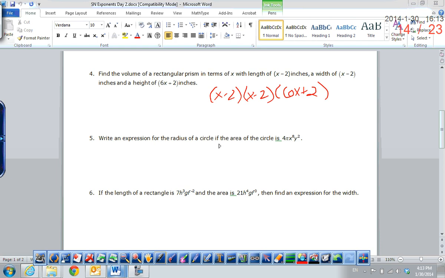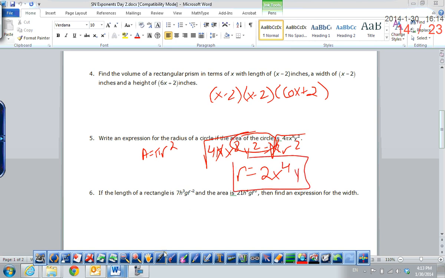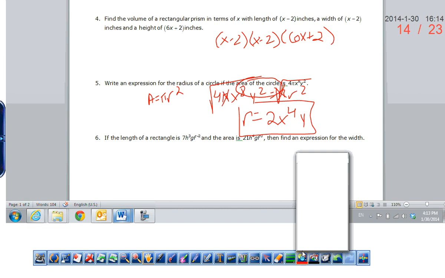On number 5, the area of a circle is pi r squared. Tells us our area is 4 pi x to the 8th y squared. So they both have a pi, so pi's are gone. Then I'm going to take the square root to get what r is. So square root of 4 is 2, and then we just cut both of those exponents in half. So x to the 4th, and then y. Done.